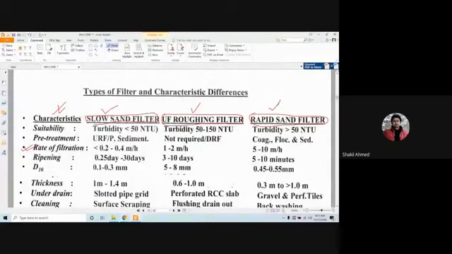Here the velocity of water is 0.2 to 0.4 meter per hour in slow sand filter. But in rapid sand filter, it is 5 to 10 meter per hour. This is quite understandable because this is rapid, so water will move faster, and this is slow, so water will move slower. Is it clear? Yes, sir.